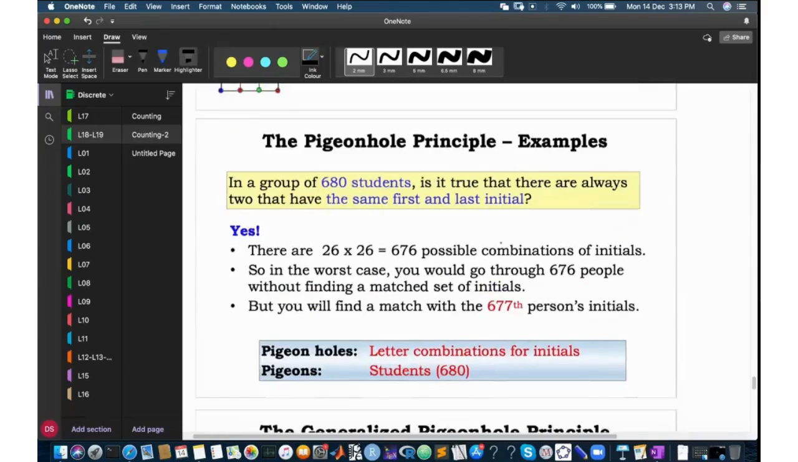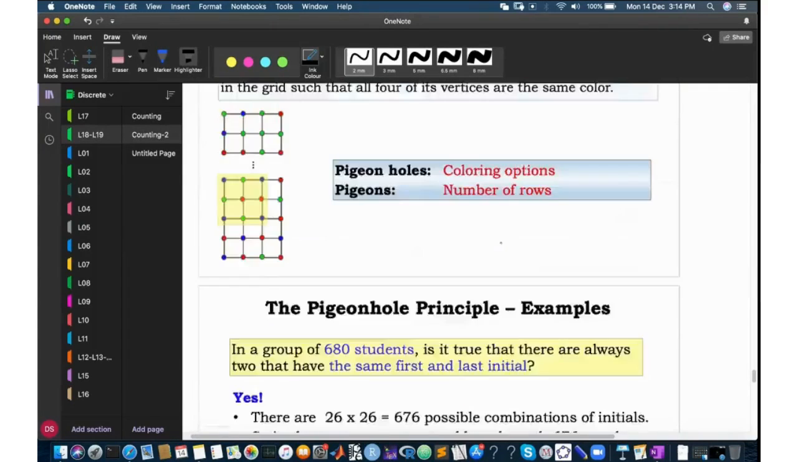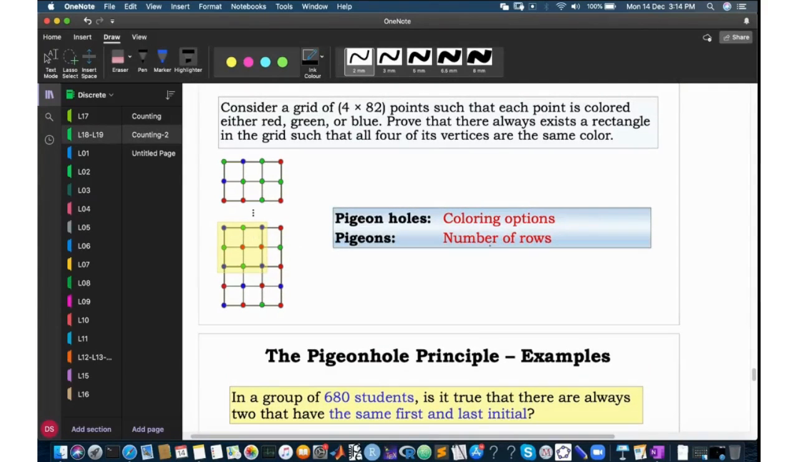Okay, so let's do this question. How about this one? I think this one is easy too. You have 680 people in a group. The question is, do there exist two people who have the same first and last initial?